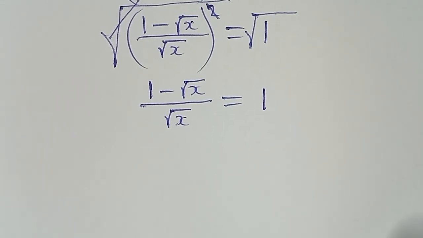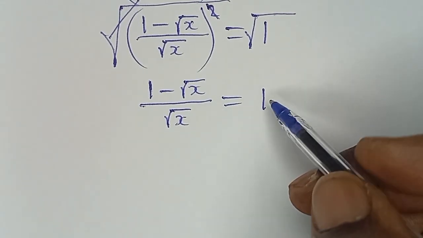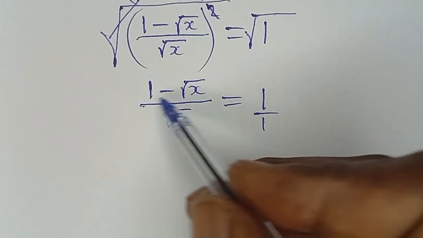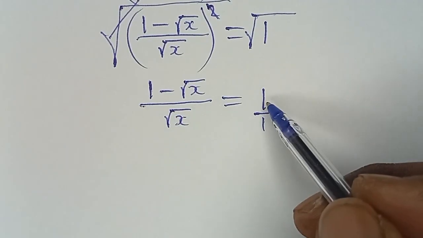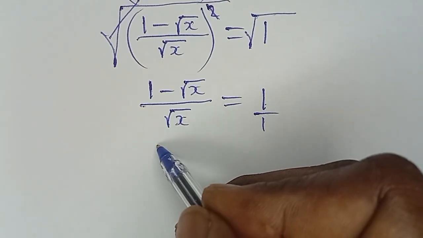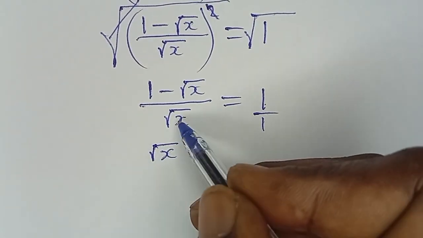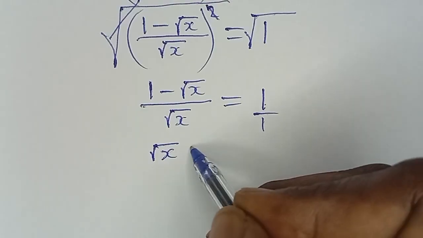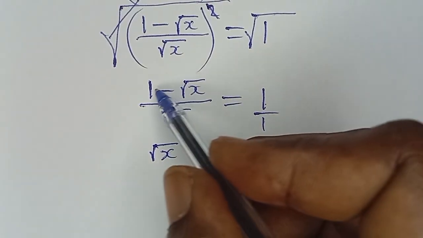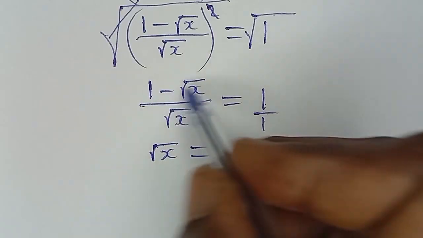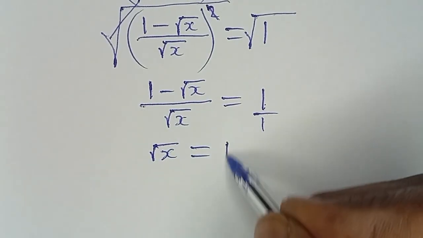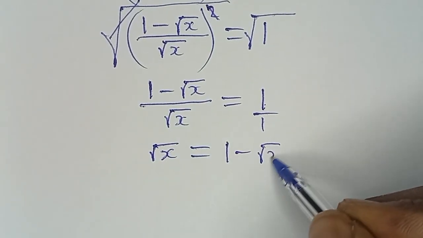Now, what I can do next is to cross multiply. You know, this is like 1 over 1. So this 1 multiplies root x, and it's still going to give me root x. So root x multiplied by 1 is root x, is equal to this multiplied by this. Any number multiplied by 1 is also that number, so this multiplied by 1 will still give me the same value, that is 1 minus root x.